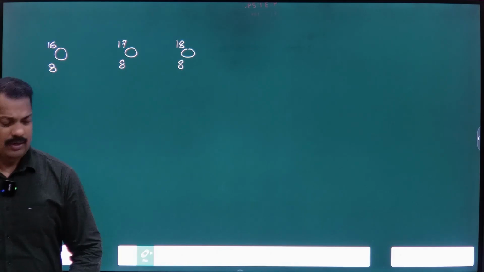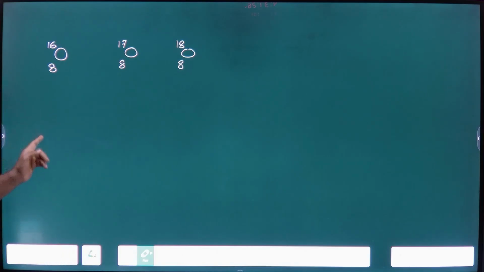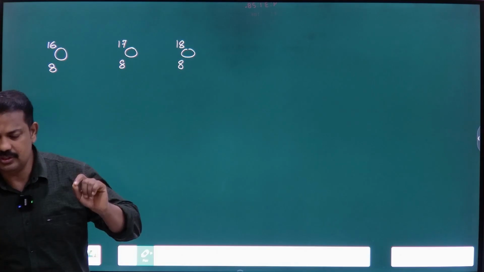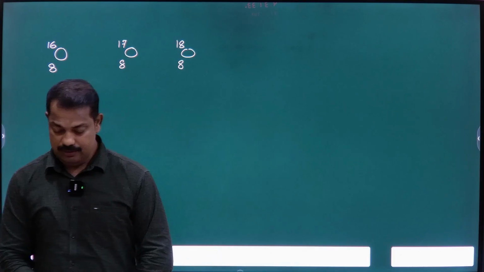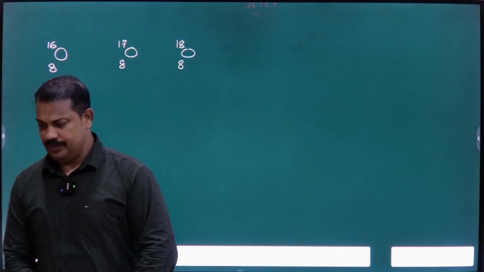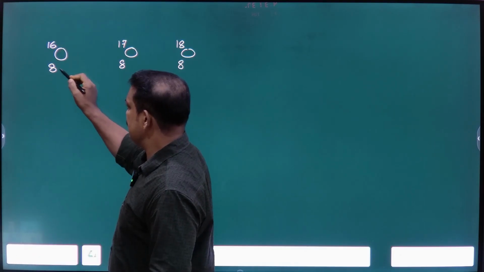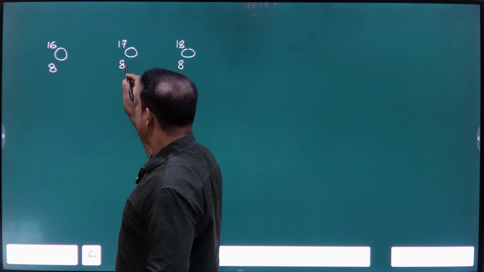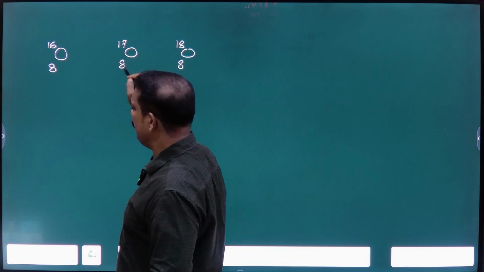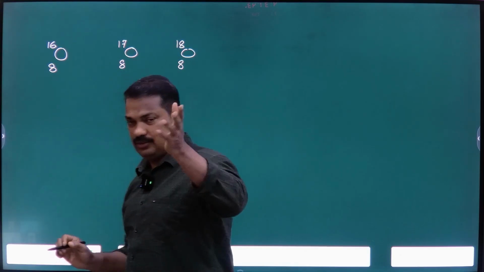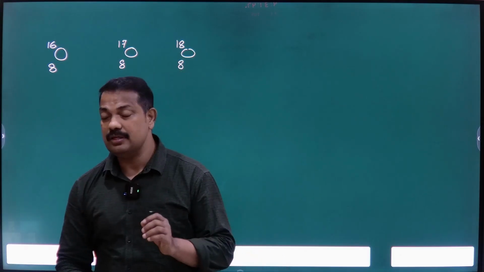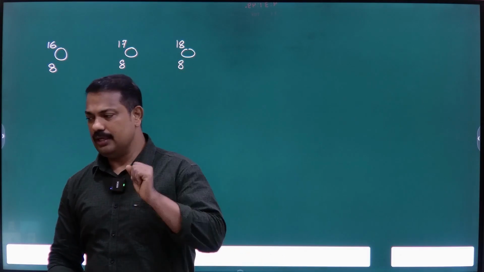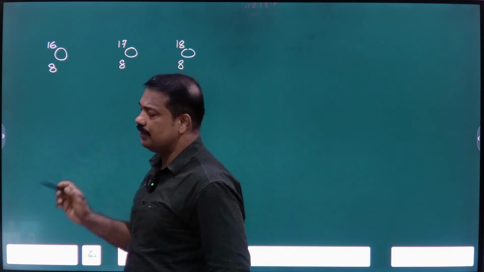How many neutrons are present in the first isotope of oxygen? 8. 16 minus 8 is equal to 8. How many neutrons are present in the second isotope of oxygen? 9. And how many neutrons are present in the third isotope of oxygen? That is equal to 10.